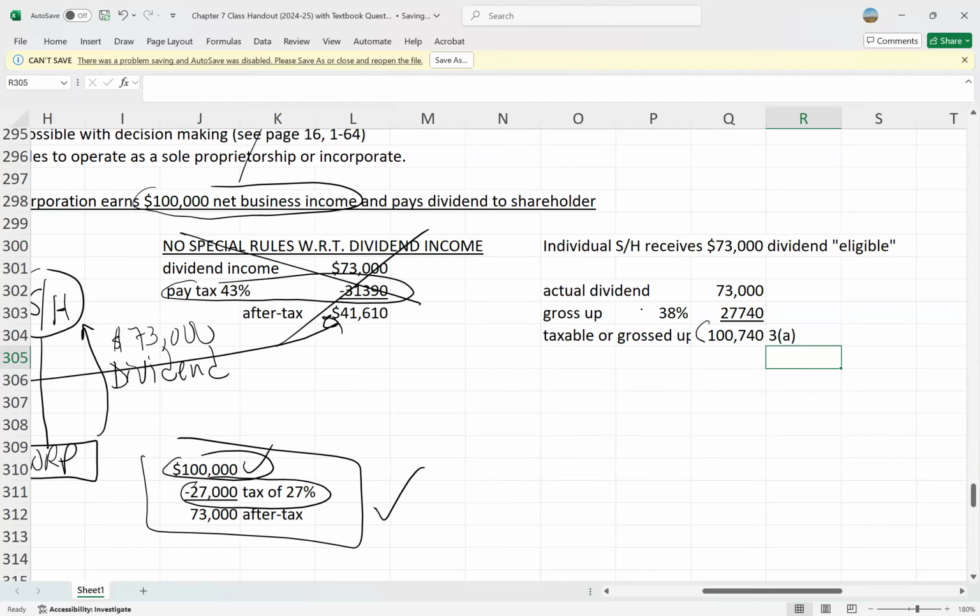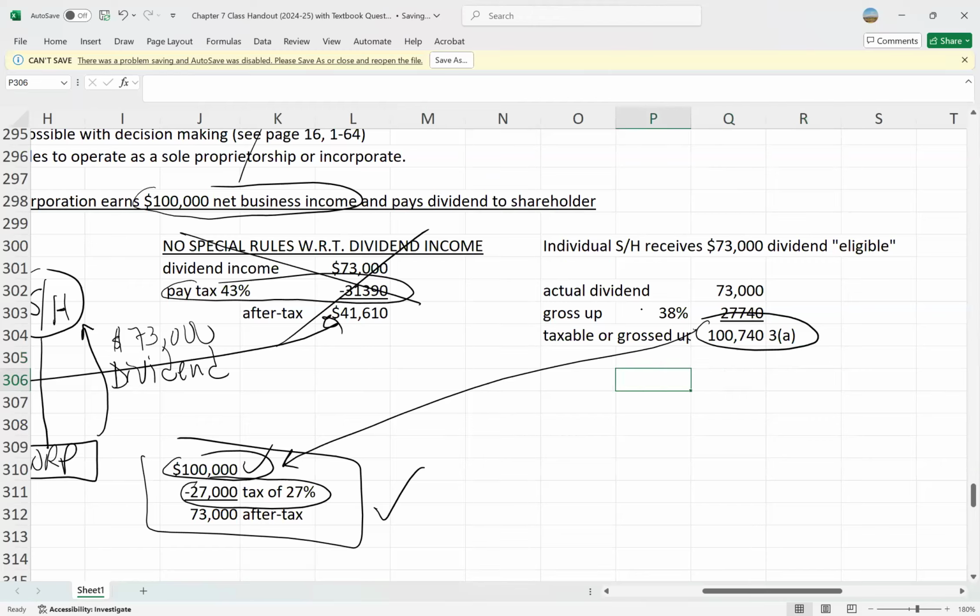This amount is trying to replicate the corporation's pre-tax income, which is 100,000. So it's not going to be dollar for dollar, but that's why we do the gross up. Because what we're saying is that this $73,000 dividend originated from a pre-tax amount. And so our estimate for the pre-tax amount will basically be using the gross up. And so the estimate of the pre-tax amount was 100,740.